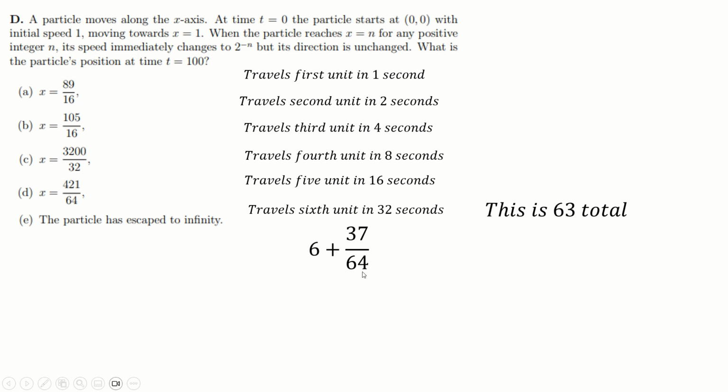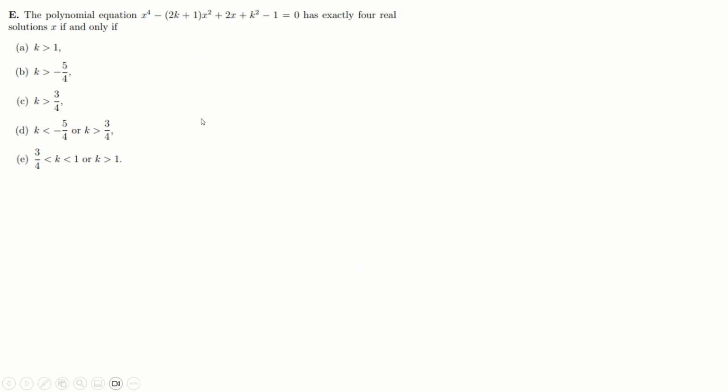A nice little trick here: 64 times 6 is even, plus 37 is going to be odd. Because that only has powers of 2, it's not going to cancel down. And so therefore, without any further maths, I can just say the answer is going to be D for sure. E is a really tricky question.